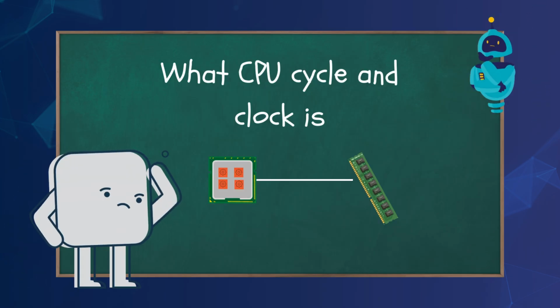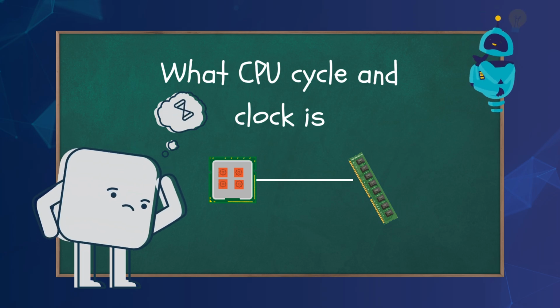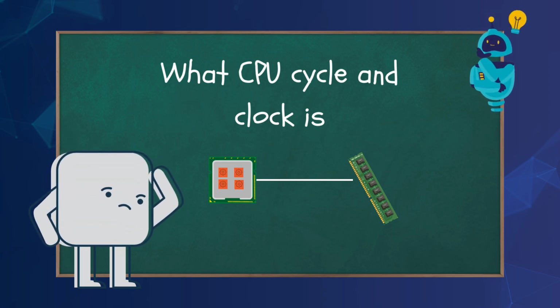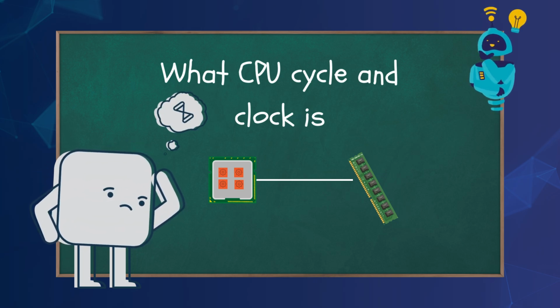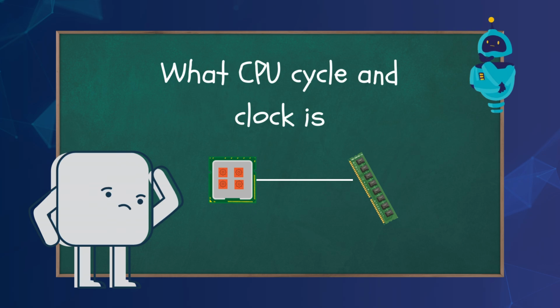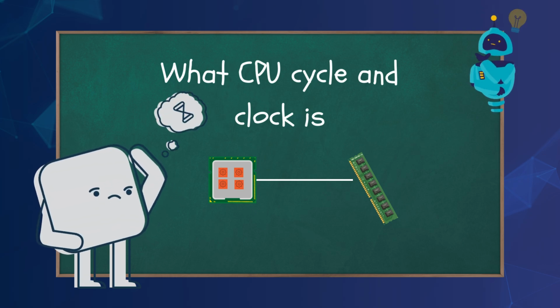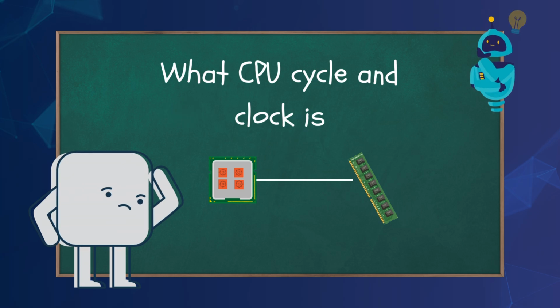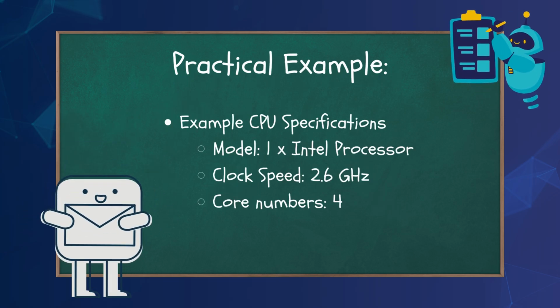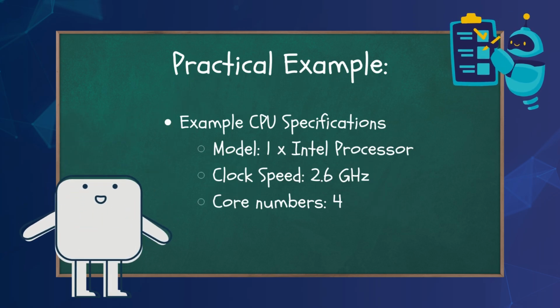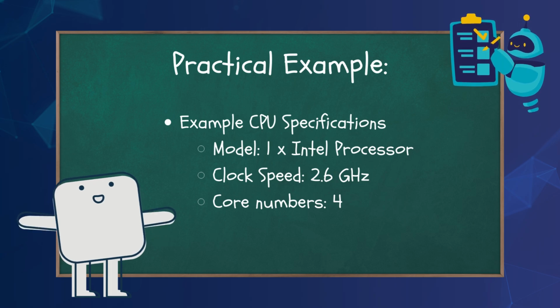A CPU cycle or clock cycle is the time taken to execute an operation like fetching, decoding, executing, and storing an instruction. The speed of these cycles is determined by the CPU clock speed, measured in hertz. Modern CPUs have a clock speed in gigahertz, where 1 gigahertz equals 1 billion cycles per second. By looking at the example, this means a single core can execute 2.6 billion cycles per second.